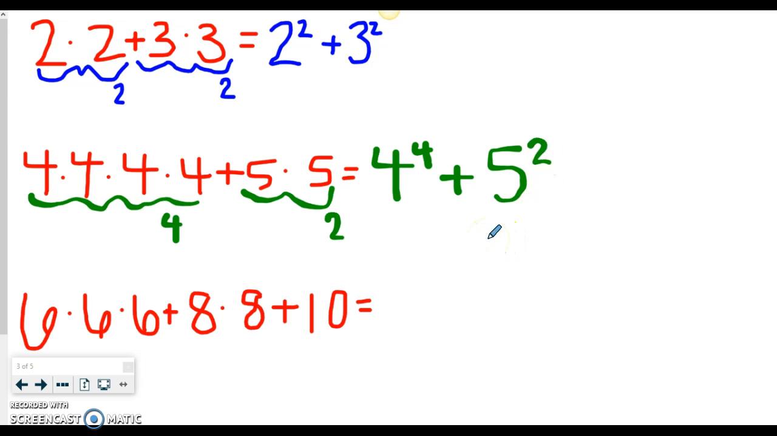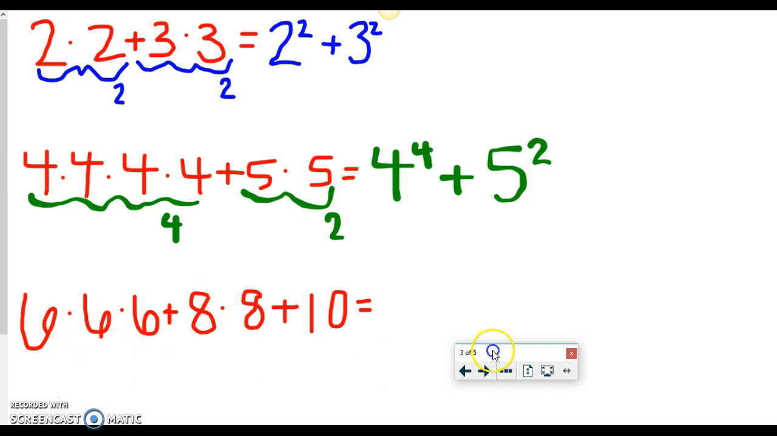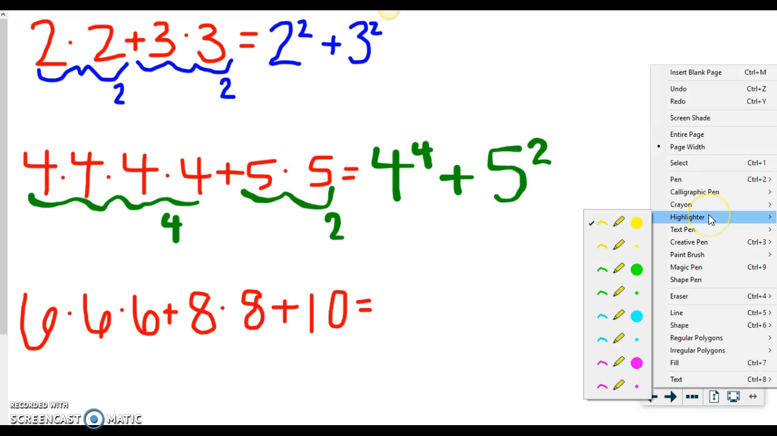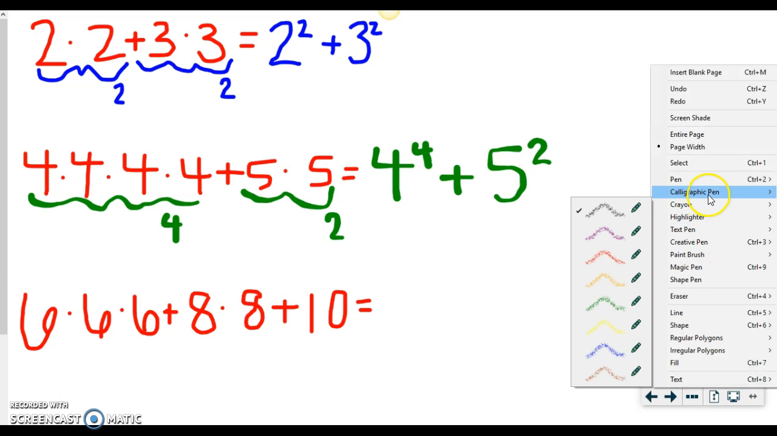Alright, thank you, Carter, for solving this problem for me. May I have another student to come solve the next problem? Alex, will you come solve the next problem on the board? And you can pick whether you want a pen, highlighter, or a paintbrush, anything of your choice.